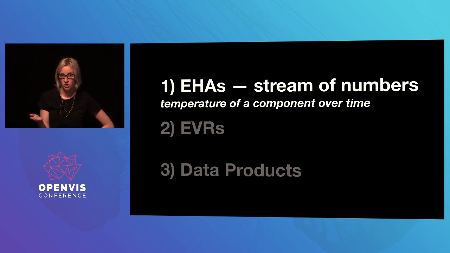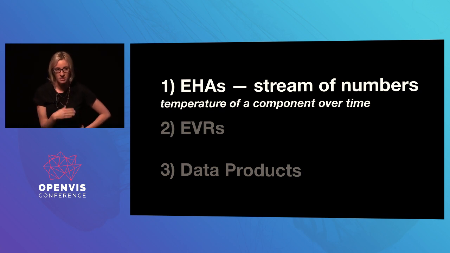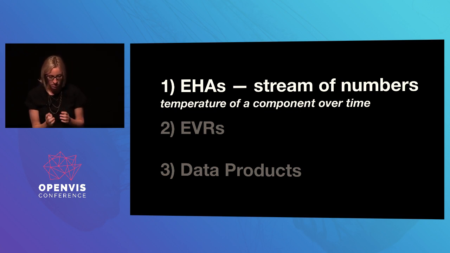EHAs are basically a stream of numbers. So you might have the temperature of a component, sampled about every 30 seconds for some spacecrafts. And there's also a way to encode states of information. So you might have on or off as 0 and 1, and then that gets transmitted over radio waves and then decoded on the ground.